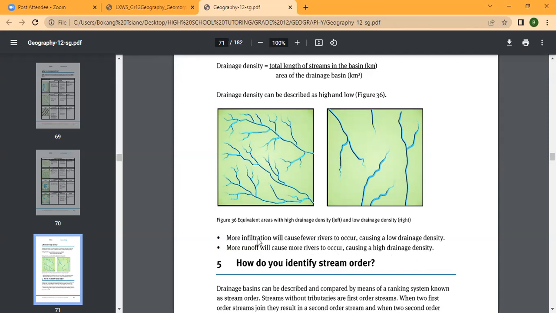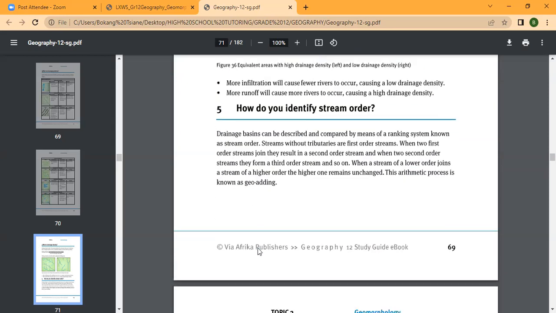So the reason we have more infiltration is because maybe the rock type in this area is soft. If the rock is soft, then it means the water will infiltrate more. But if we have a resistant rock, a hard rock, then runoff will be promoted, and then we'll have a high drainage density. And then looking at the stream order.